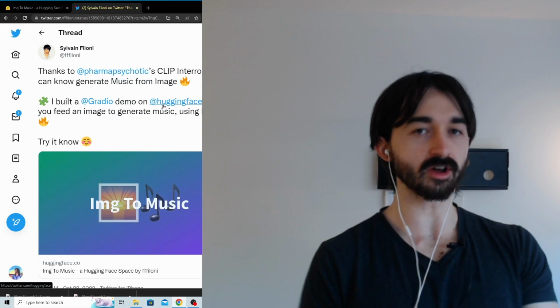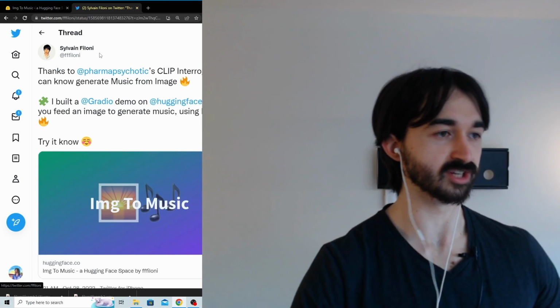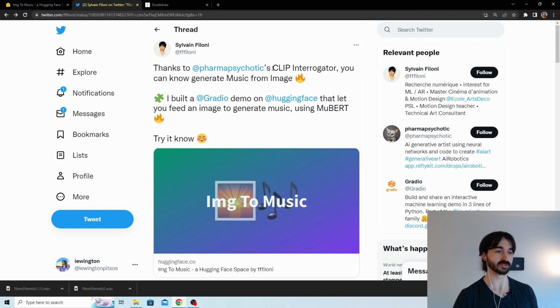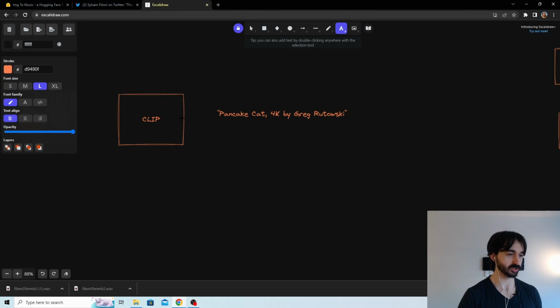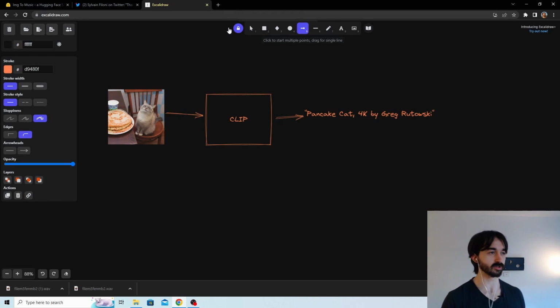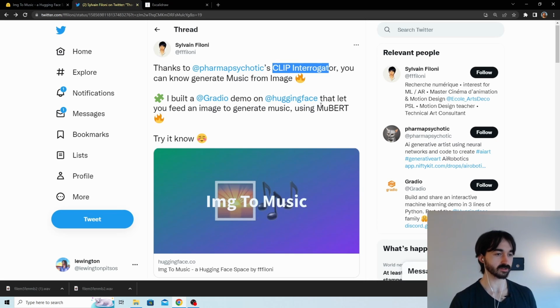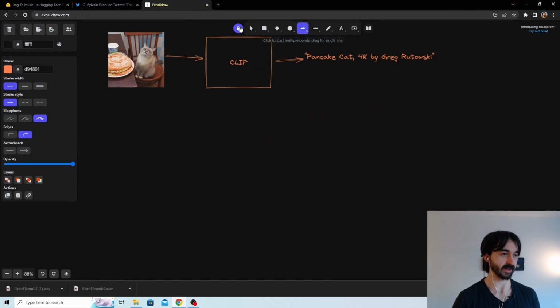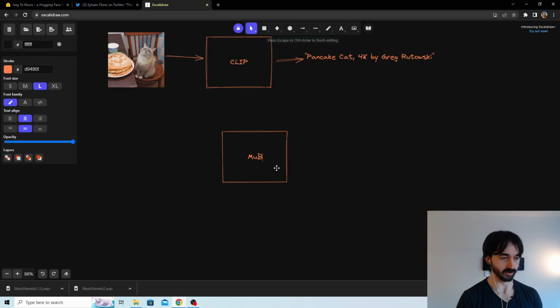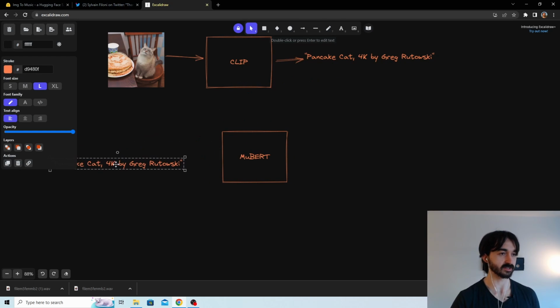So I got here from a tweet by this gentleman. What this person has done is stuck two things together. On the one hand, they've used this CLIP Interrogator, an algorithm which takes in an image and spits out a sentence that should describe that image. And he's also using this thing called Moobert, a company with an algorithm which, funnily enough, takes in a sentence and spits out some fat tracks.